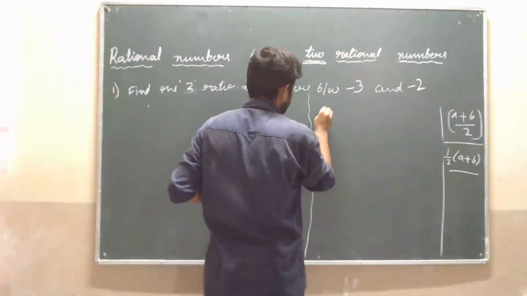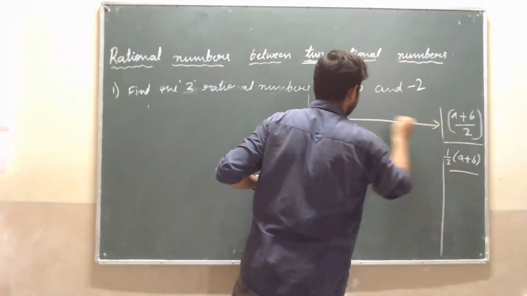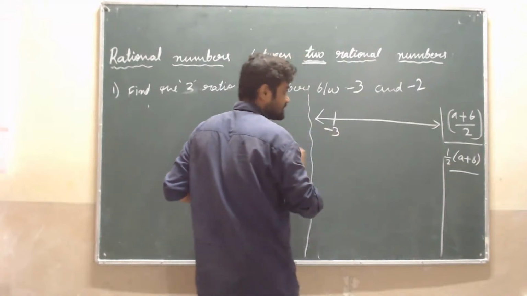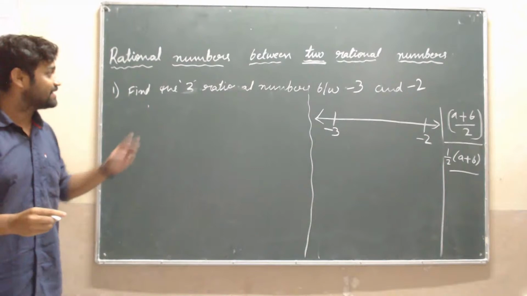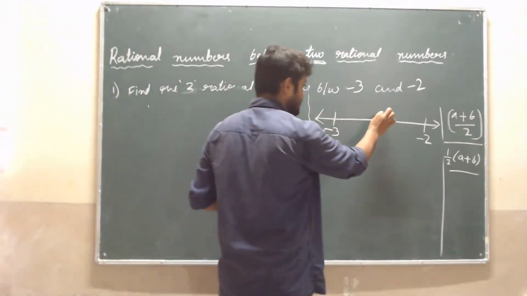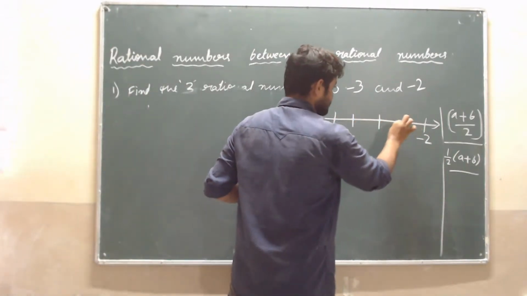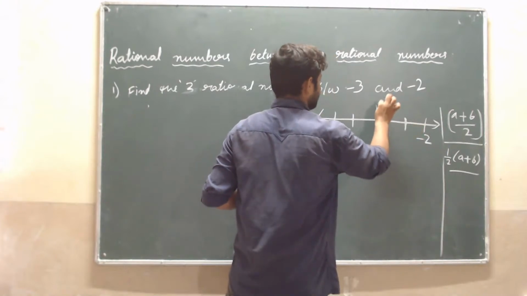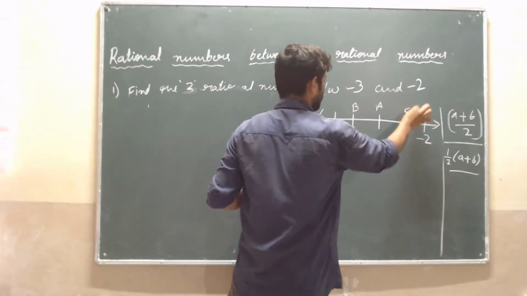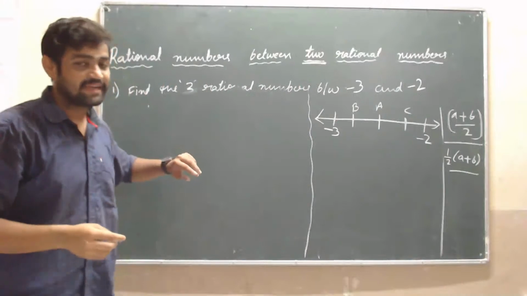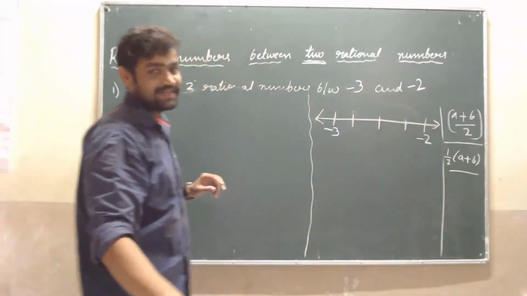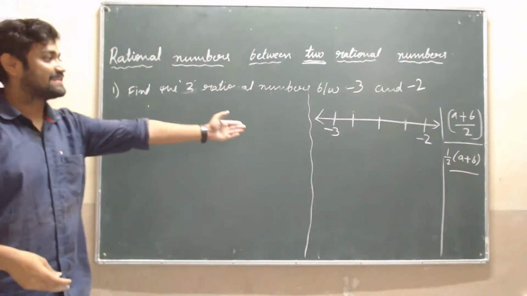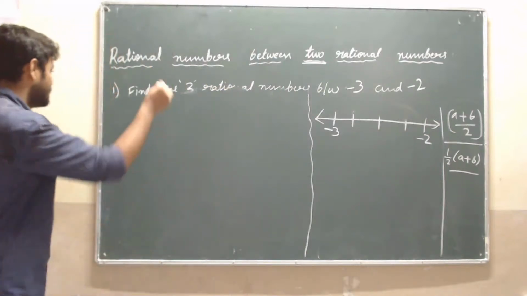That is, the number line is here, -3 is here, and as well as -2. How many rational numbers do we have to find? Any three. That is exactly the same distance between each other. Right? We have to find A, B, C, or whatever it may be. Just I will take it, otherwise you will be confused. Okay? Finding the rational numbers between -3 and -2.